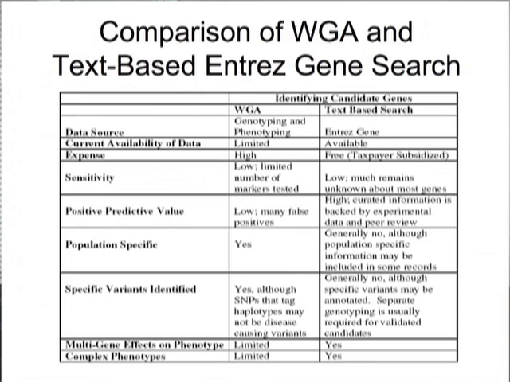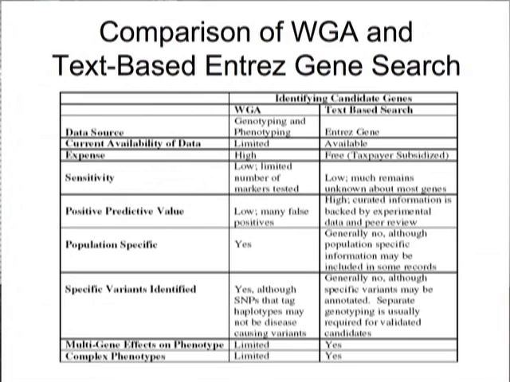There are some data sets that are becoming available, but generally speaking, you have to create your own, whereas the taxpayer has already provided the data in Entrez Gene, and it really has become a rich resource in the last couple of years. As a result, the expense for whole genome association is high, and the expense for database query is essentially free. The sensitivity of your query in both cases is relatively low.